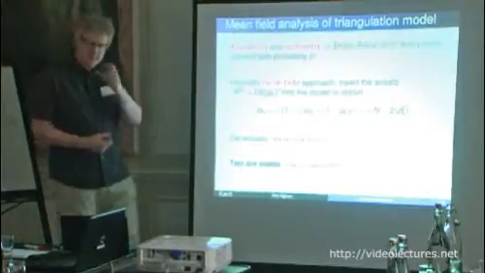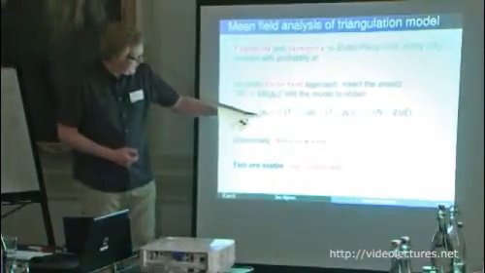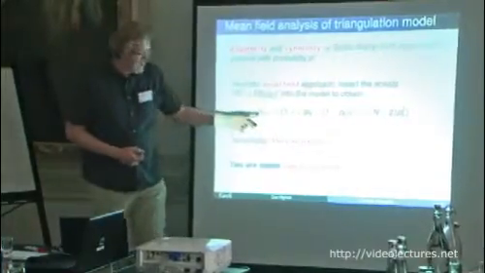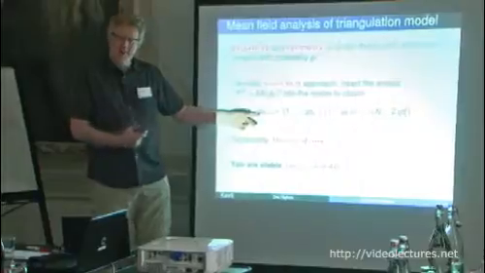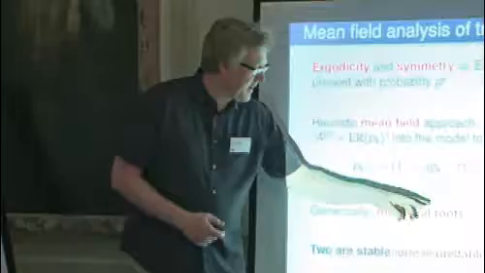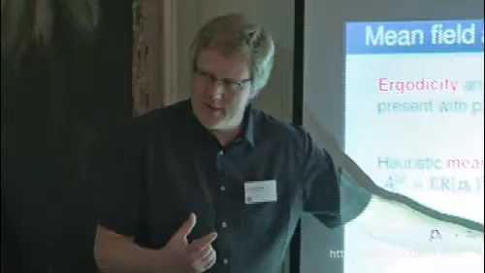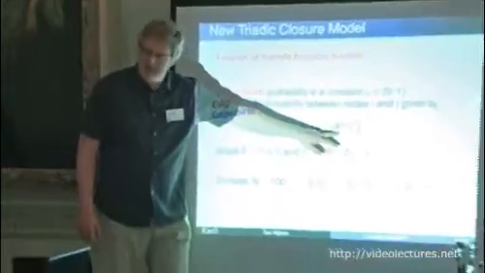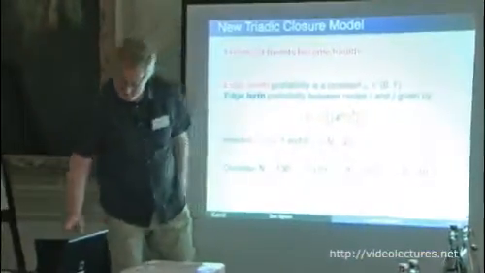Okay, so p_k is the chance of the edge being there today. What's the chance of an edge being there tomorrow? Well, there are two cases. Either it was there and it didn't die, so 1 minus omega is the chance of it not dying, and p_k is the chance of it being there yesterday. On the other hand, maybe it wasn't there and it was born. And if I go back to the model, the birth probability is a constant delta plus epsilon times the number of neighbors that they share.